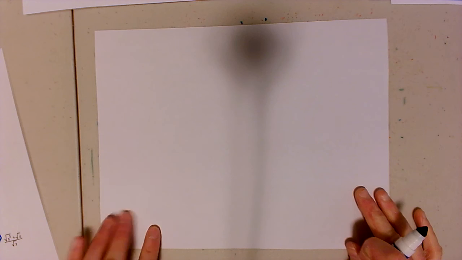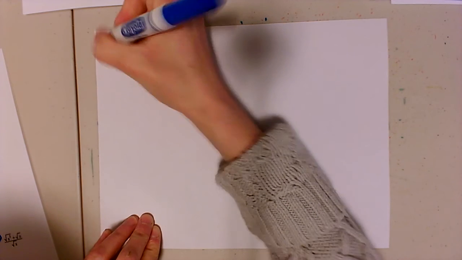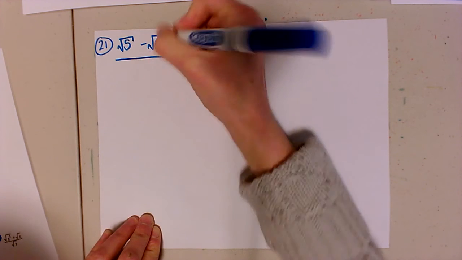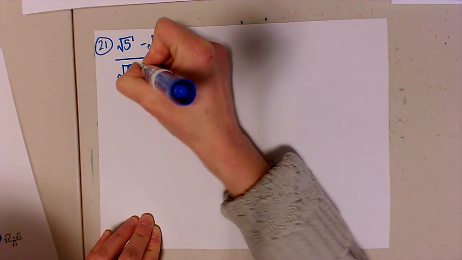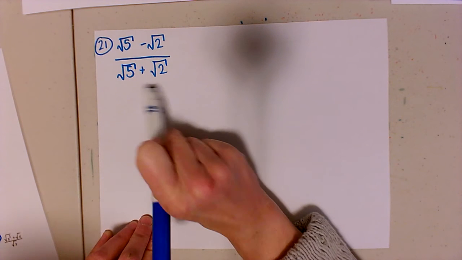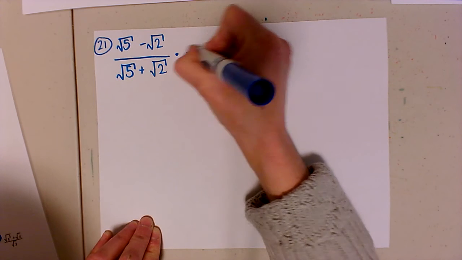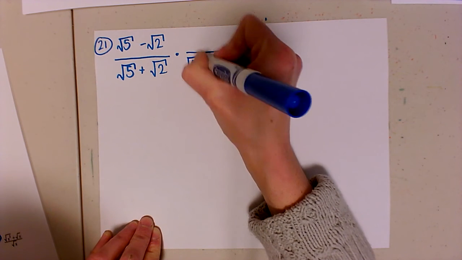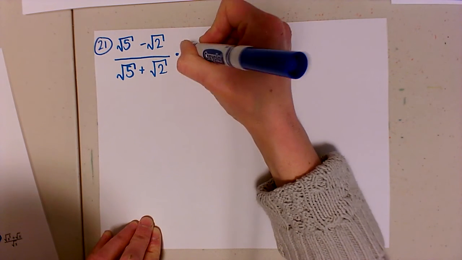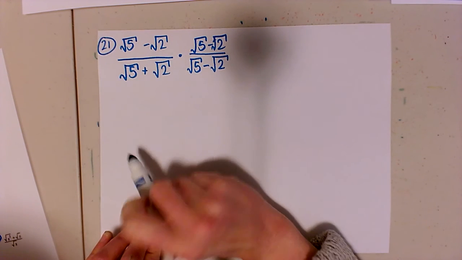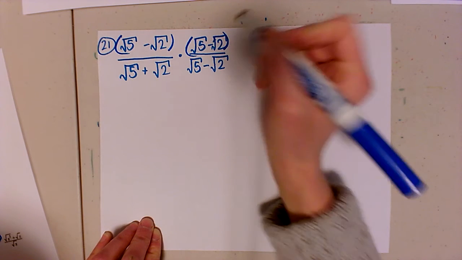Alright, so for 21, I'm going to have root 5 minus root 2 all over root 5 plus root 2. So the problem is the root 5 plus root 2 in our denominator. So we'll multiply by the conjugate of that, which is going to be the exact same thing, but the opposite sign. So that means we'll have root 5 minus root 2. Okay, so to deal with multiplying across our numerators, we're going to have to FOIL.